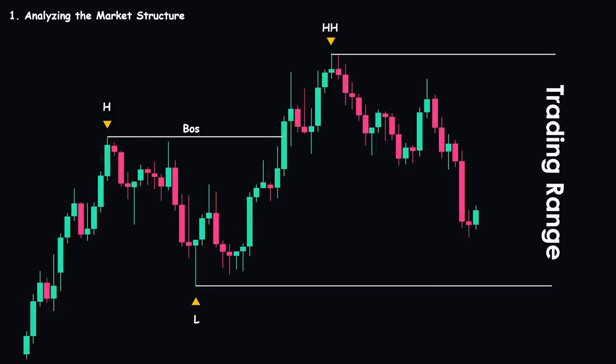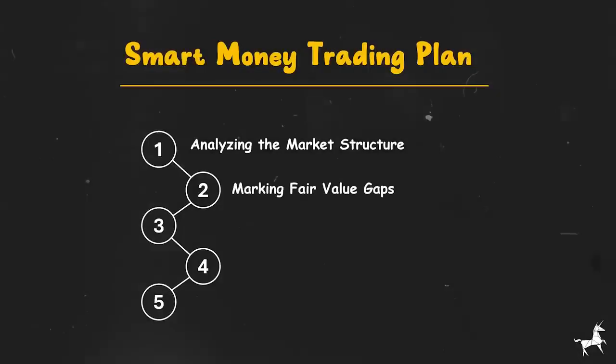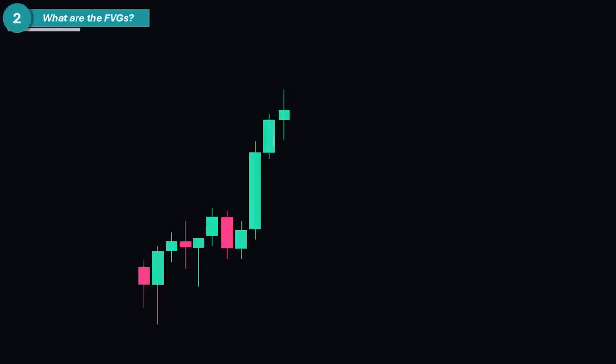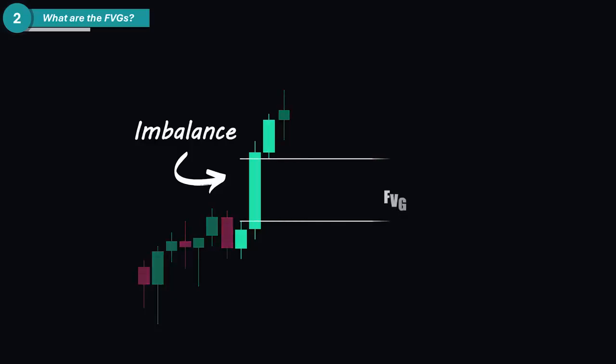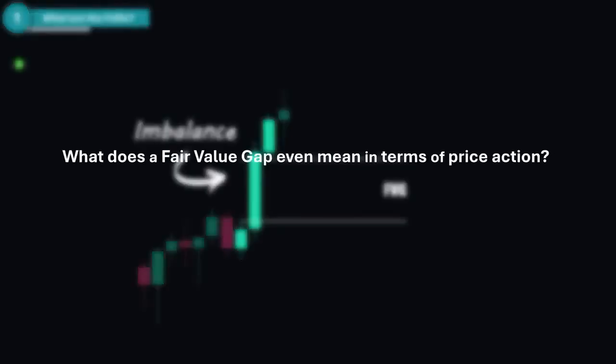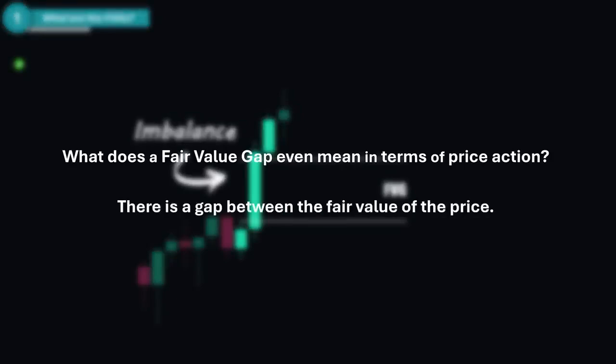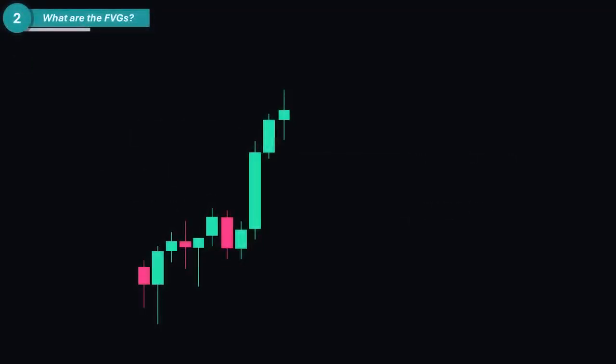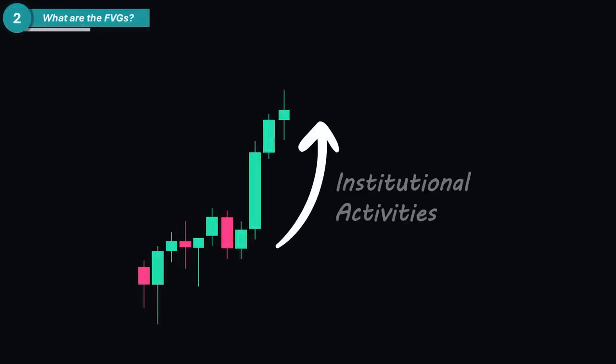Now let's move on to the next step, which is marking fair value gaps. What are fair value gaps? A fair value gap, or FVG, is a price gap caused by a sudden imbalance between the strength of buyers and sellers. It's defined by a 3-candlestick formation where we have a gap between the wicks of 3 consecutive candles, like this. Now, what does the fair value gap even mean in terms of price action? As the name suggests, it simply means that there is a gap between the fair value of the price. The massive buying pressure has caused this aggressive movement, likely due to institutional activities, and now the price is inefficient.